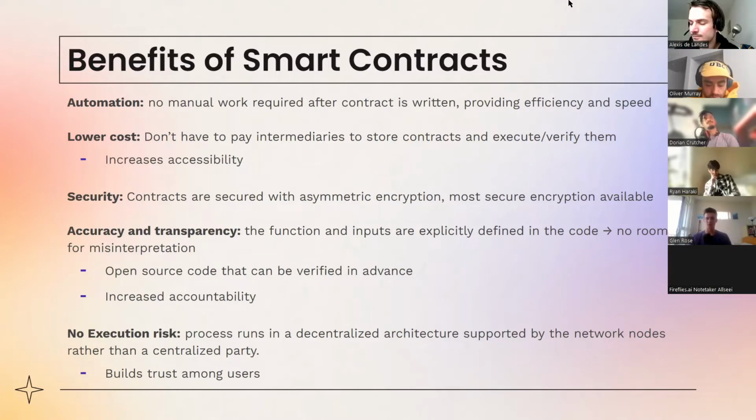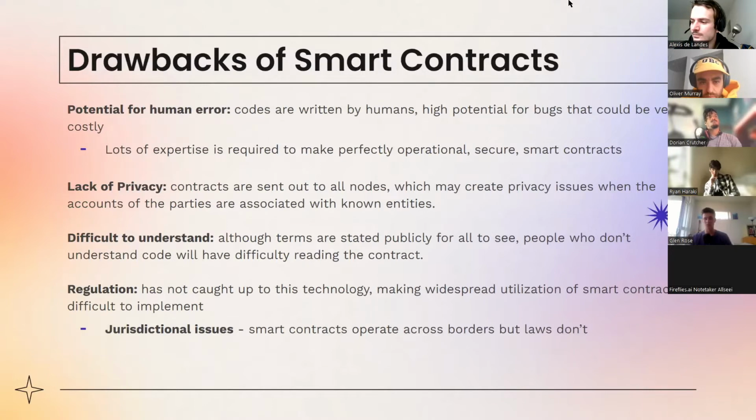The contracts are very secure as they use the most secure method of encryption available, asymmetric encryption. Every aspect of the contract is explicitly defined in the code and public to everyone to view, which gives greater accuracy and transparency. Anybody who knows how to read the language and understands a smart contract can read through it and see what's happening before entering anything into it. And also there is no execution risk. But there also does come with a set of drawbacks.